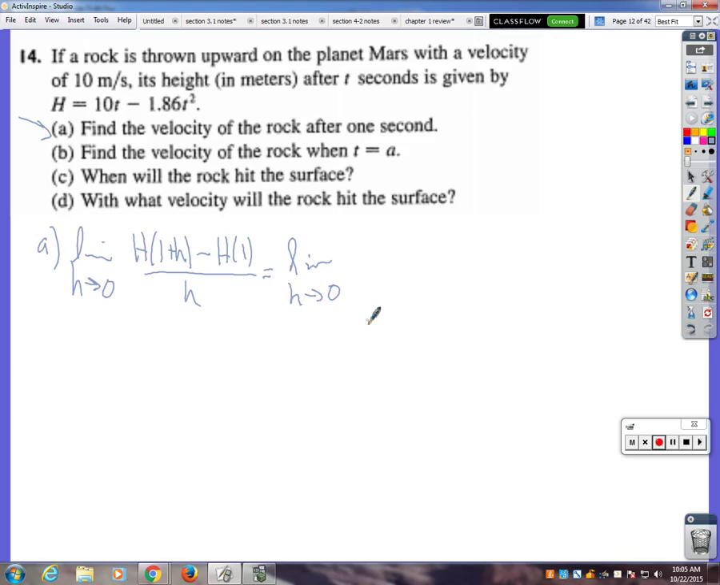So I have to distribute the 10. 10 plus 10h. I am confusing myself. Minus 1.86 times 1 plus h squared, which will be 1 plus 2h plus h squared. Minus, what do you get when you plug in 1? 10 minus 1.86, which is 8.14.